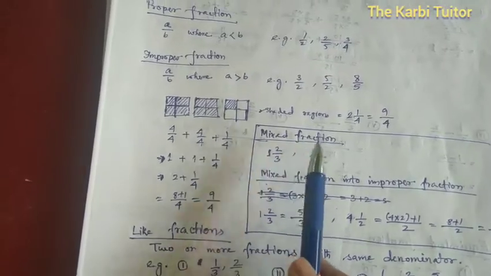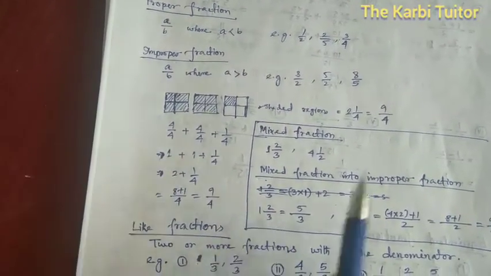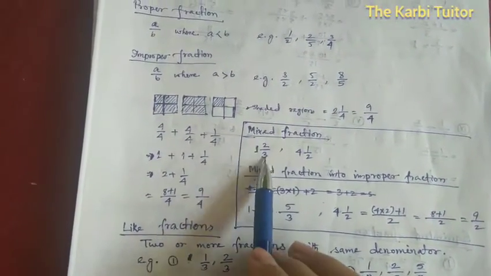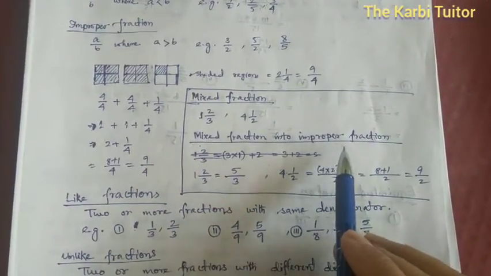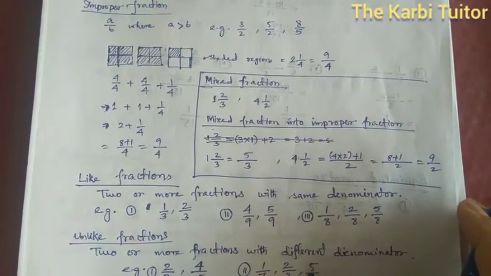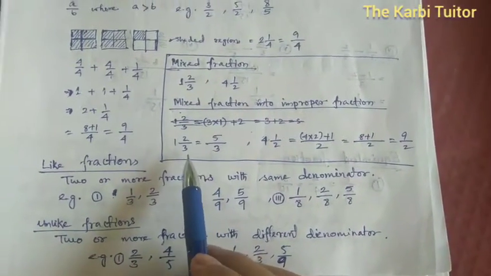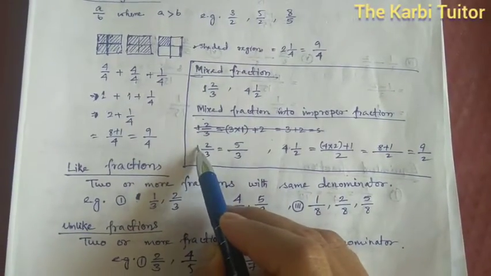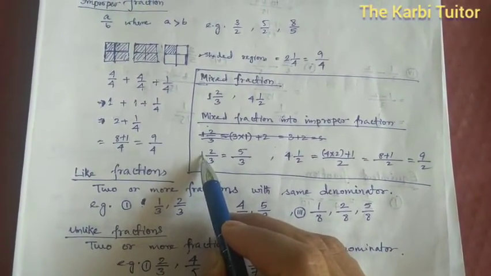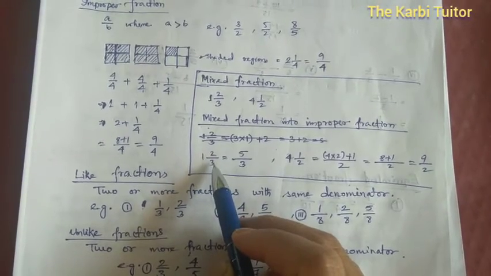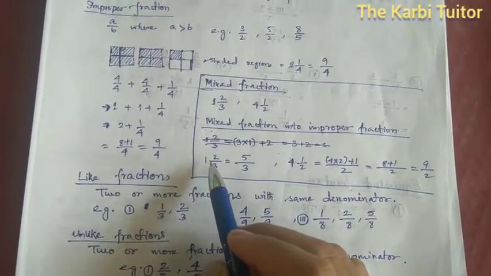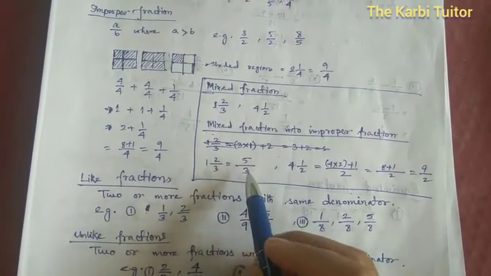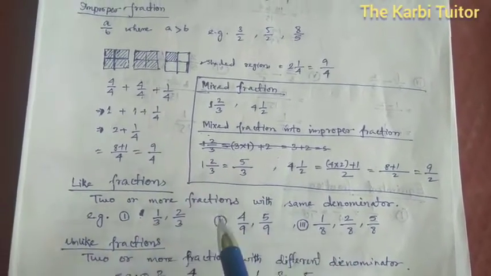Then mixed fraction. So what is a mixed fraction? A fraction of this form is called a mixed fraction. A mixed fraction can be converted into an improper fraction. How do we convert? Here you see 1 2 by 3 is equal to 5 by 3. How did we get 5 here? 3 ones are 3. We have to multiply 3 into 1, then you have to add 2. 3 into 1 is 3, 3 plus 2 is 5. So 5 by 3. Here the denominator will not change.